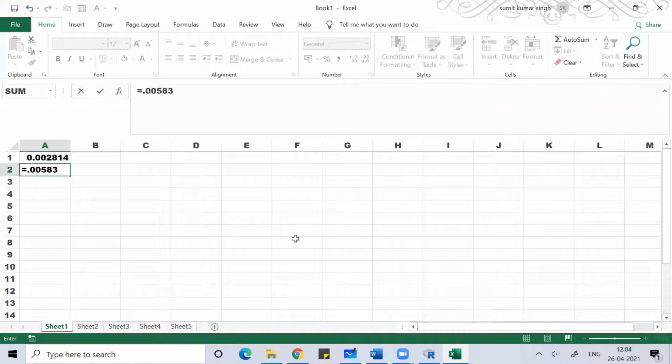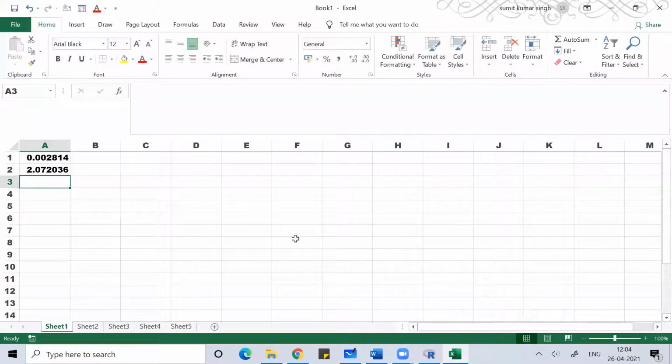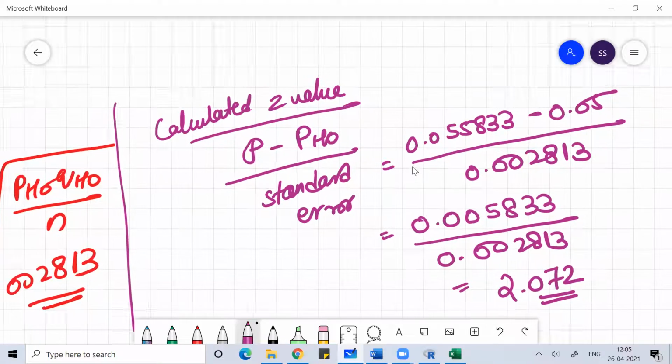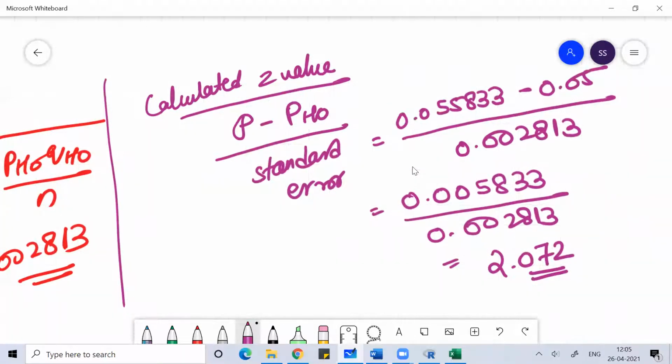0.00583 divide by this. Sorry, 2.072. We'll get 2.072. So you'll get the calculated Z value as 2.072. So this is your calculated Z value. So you can easily understand this.